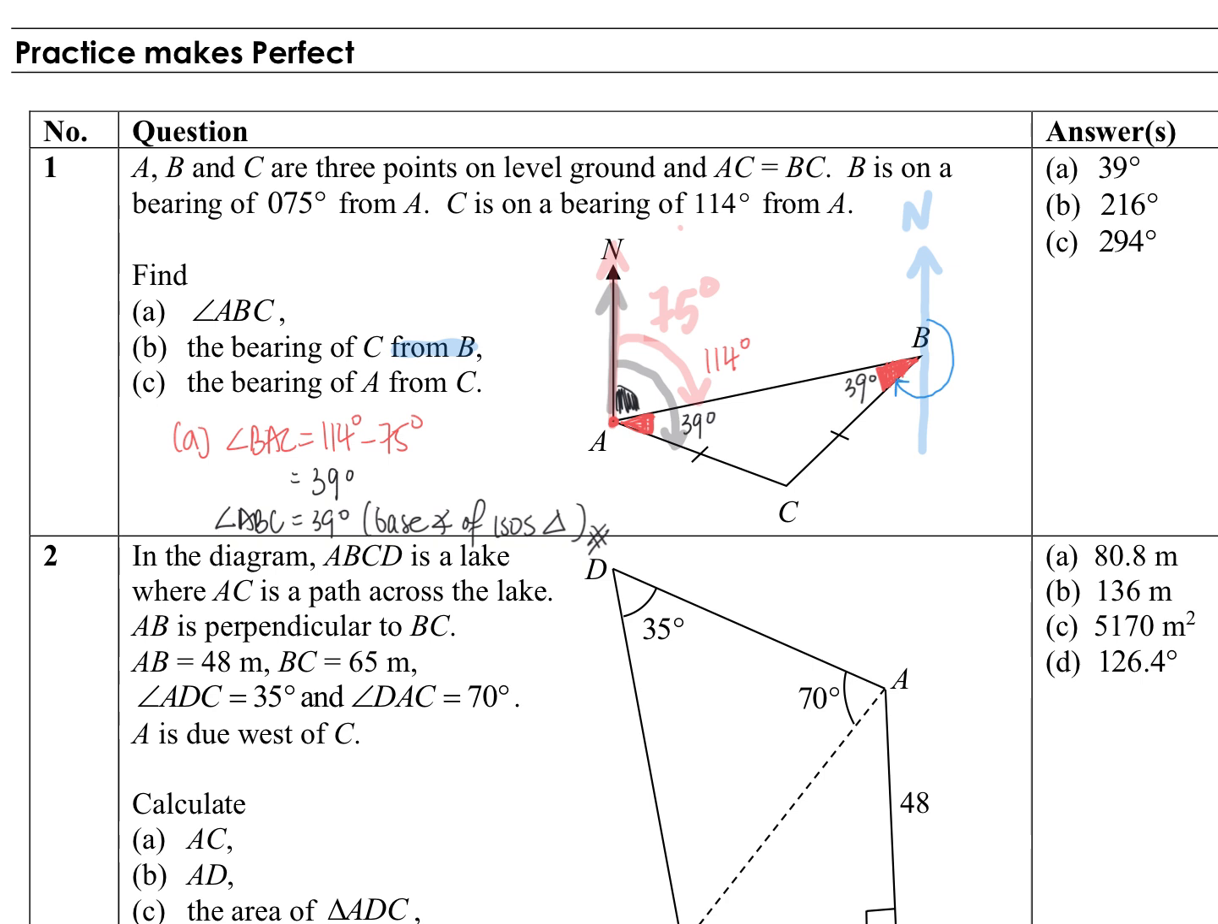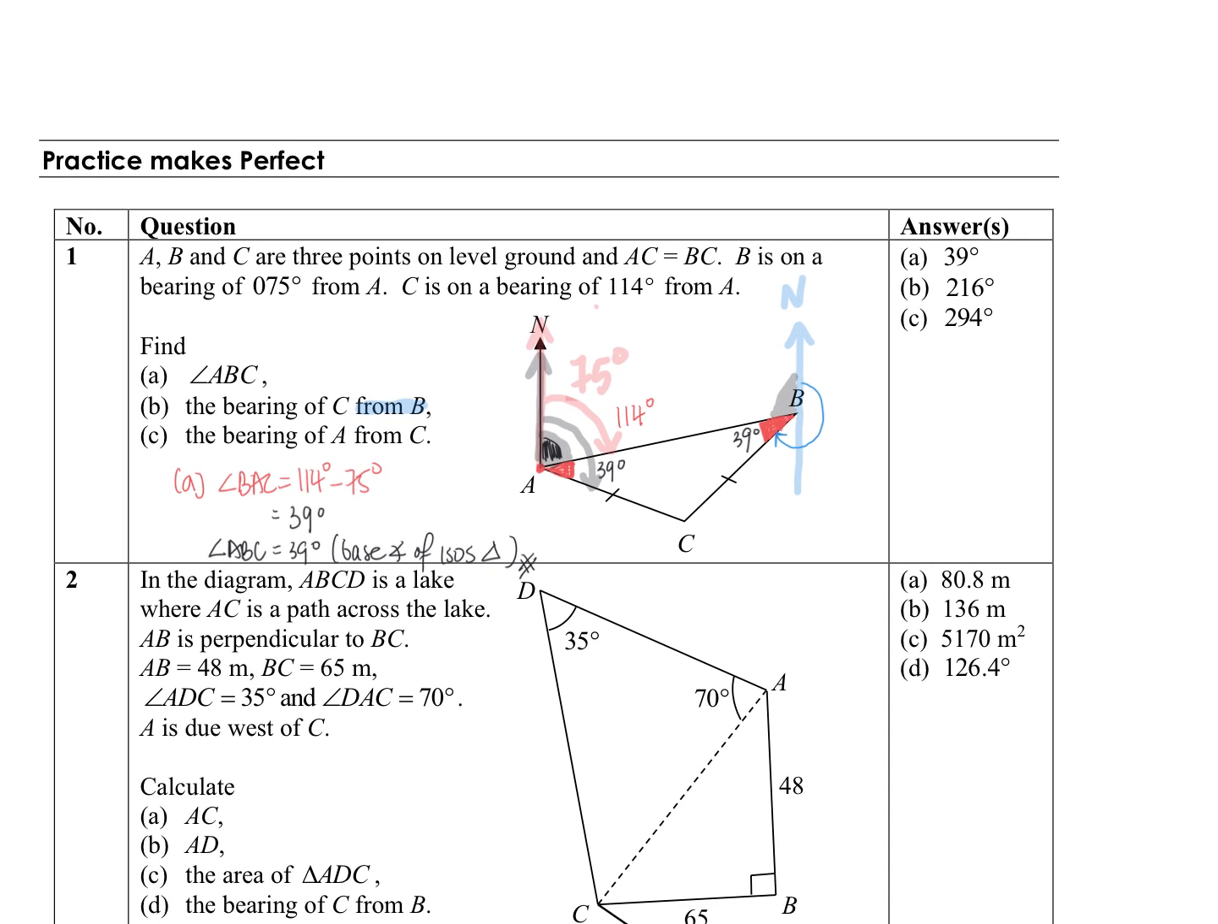You could actually help yourself by noticing that this angle and this angle add up to 180. Not sure if you remember this property. If you have two parallel lines, the two angles that are inside add up to 180 degrees. What property is this? Interior angles, parallel lines. These two angles add up to 180 degrees. So this is from the parallel lines property.